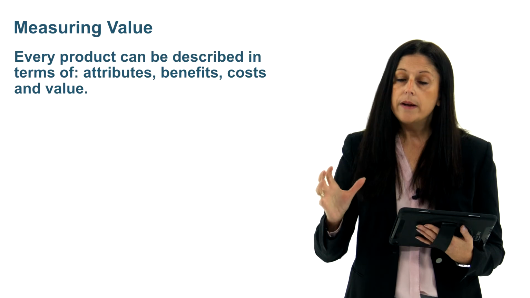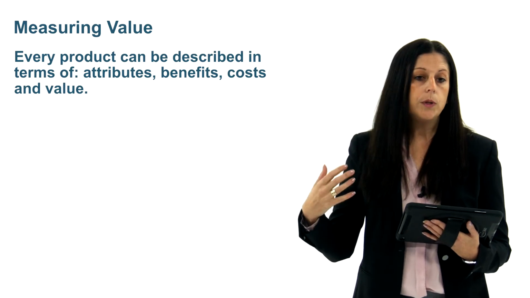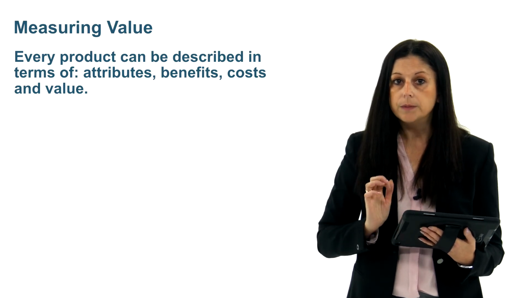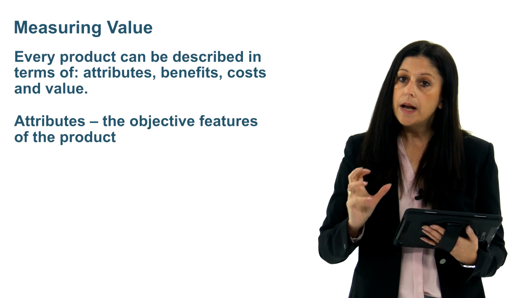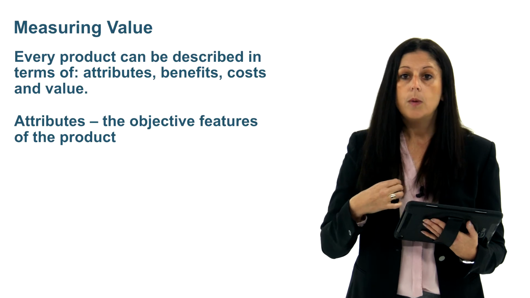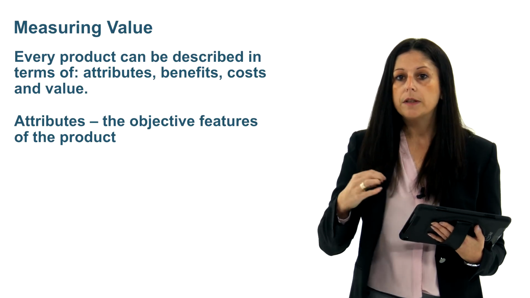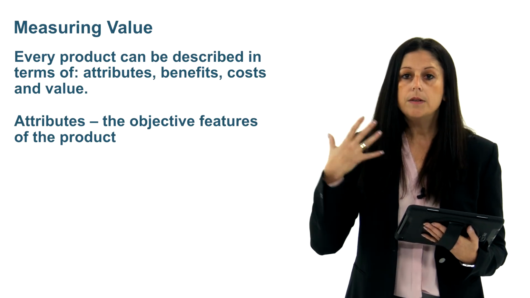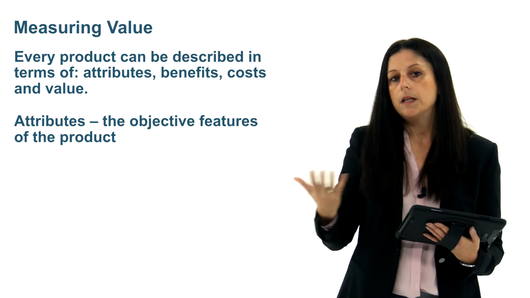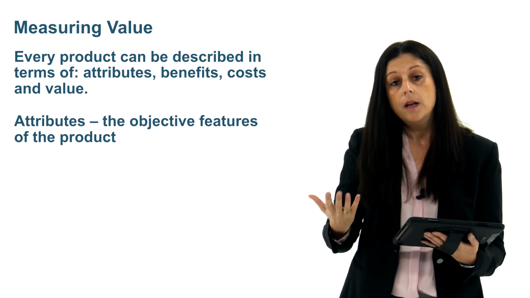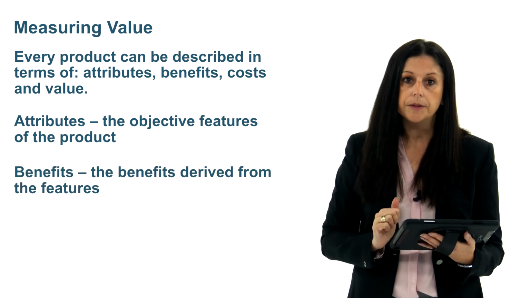So how do we actually measure value? Every product we can describe in what we call terms of attributes, benefits, costs, and hence as a result, value. So an attribute is the objective features of the product. So for example, when I have this jacket on, the objective feature is that it is made of a specific type of cloth, and that it is on me, fits me, and that, let's say, it keeps me warm. So that will be an objective feature. Anybody who sees that jacket will understand that this is the attribute of the jacket.